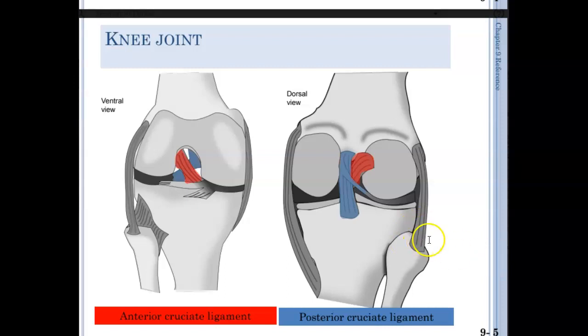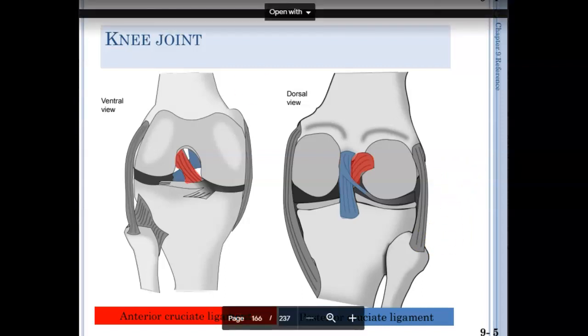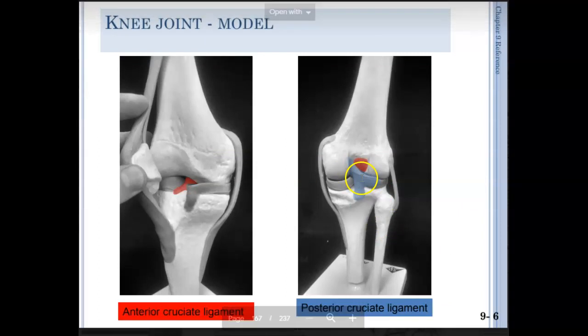Typically, if these are damaged, they have to be surgically repaired, because your knee would become unstable, popping forward or popping backwards. Here's what these would look like, the posterior cruciate versus the anterior cruciate, on an actual model. You can see here this anterior cruciate ligament.